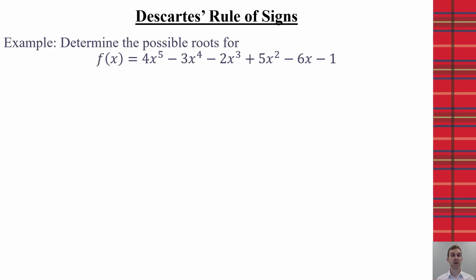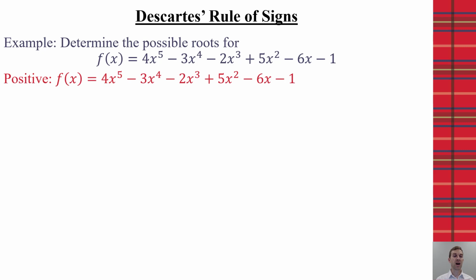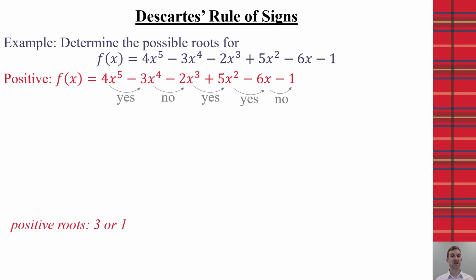So let's look at an example. Say we have 4x to the 5th minus 3x to the 4th minus 2x cubed plus 5x squared minus 6x minus 1. And we want to determine what are the possible roots for this polynomial equation. Let's start with the positive number of roots. So here I can say, yes, there's a sign change. No, there is not. Yes, there is. Yes, there is. And no, there is not, because we're going from positive to negatives. So here, the positive means that there's either 3 positive roots or 1 positive root, because that's 2 less. And it has to end in either 0 or 1. We can't have less than 1 or 0 roots.